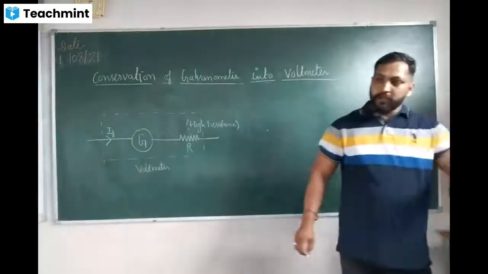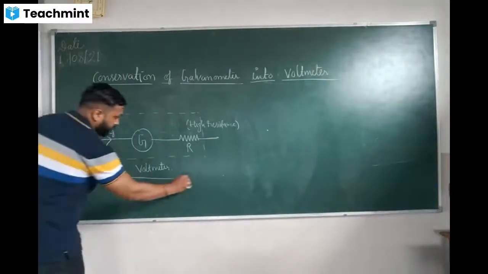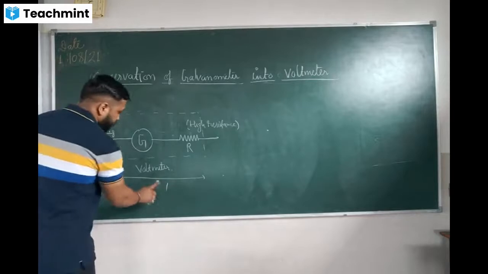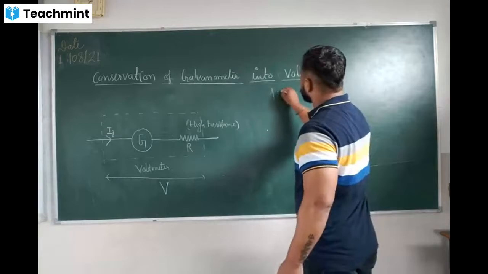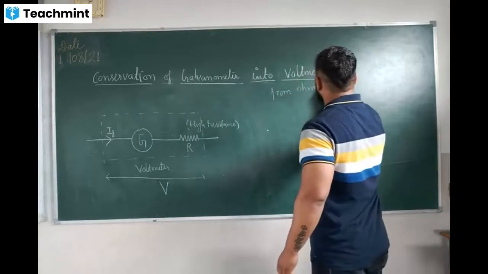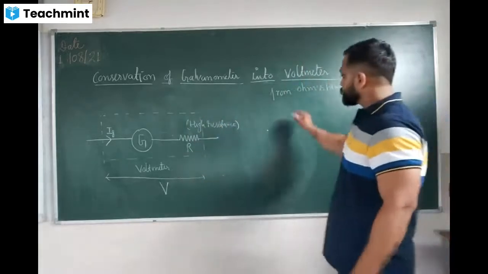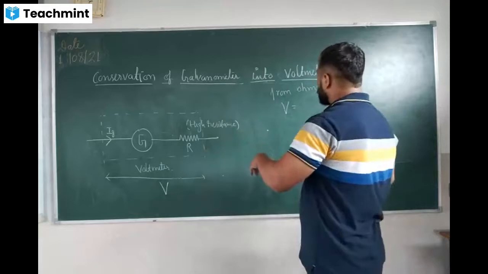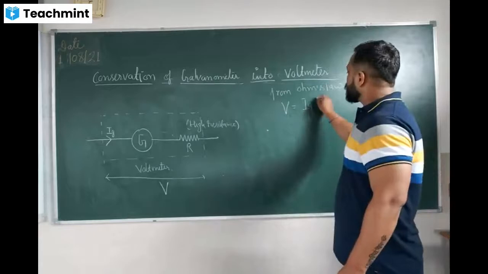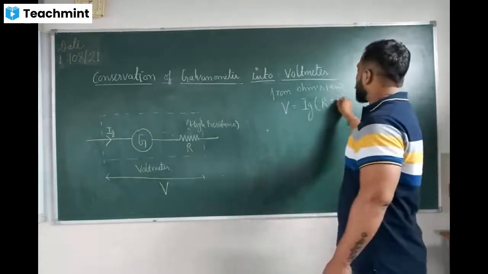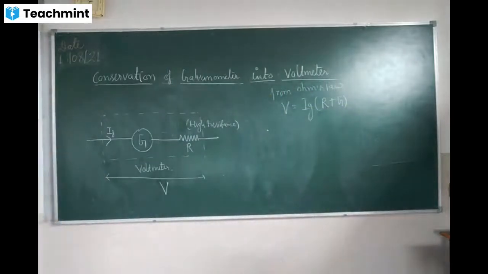So if you apply Ohm's law, we know that V equals IR, total current into total resistance. So what I can write, V is equal to Ig into R plus G. I can write this. If I apply Ohm's law, then according to Ohm's law, V is equal to IR.